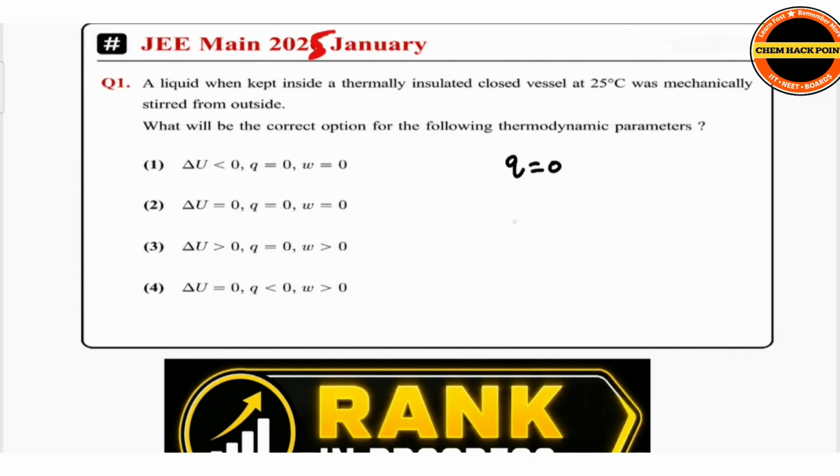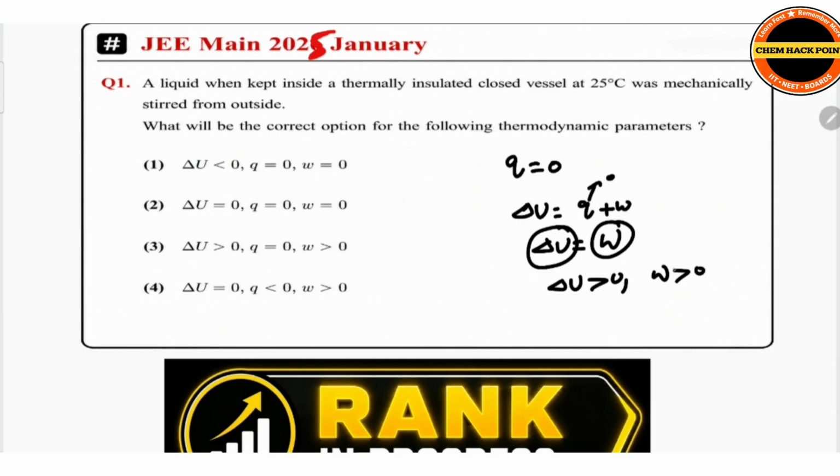So how do we need to check? Here we know delta U is equal to Q plus W according to the first law of thermodynamics. If Q is 0, then delta U should be equal to W. So in such cases, whatever value we are showing for delta U should be equal to W. If delta U is greater than 0, W is also greater than 0. So in such cases, Q is 0 first of all, and if delta U is greater than 0, W is also greater than 0.